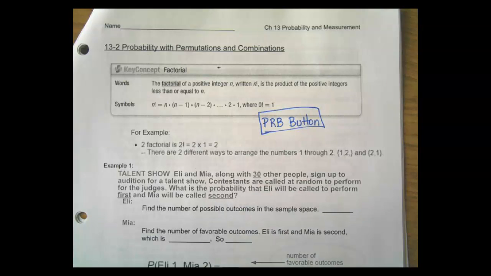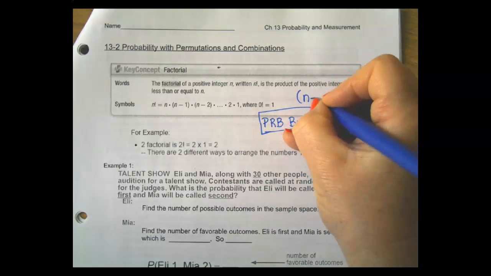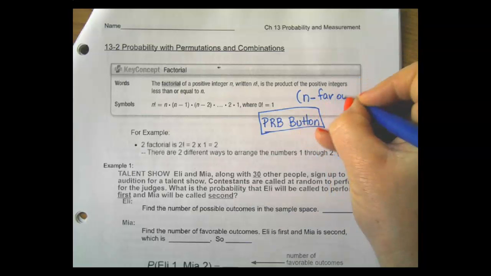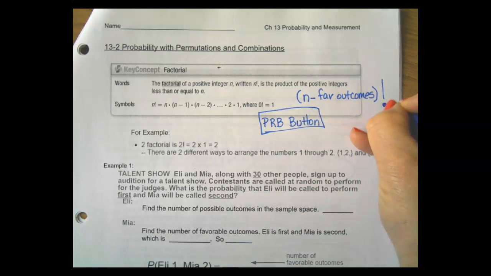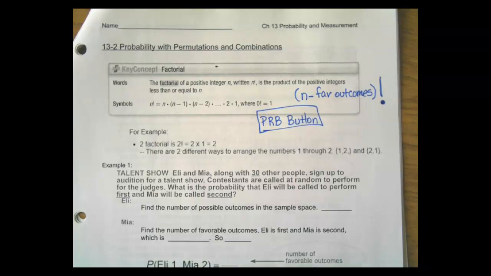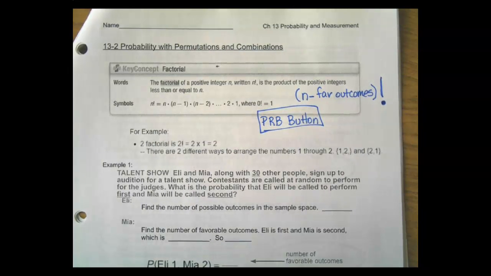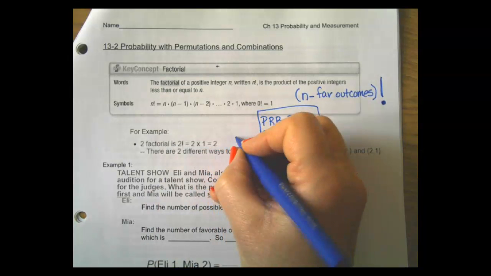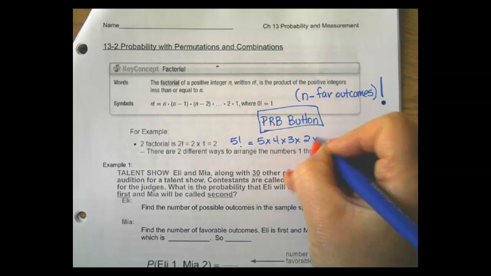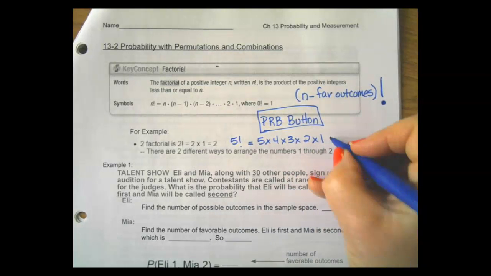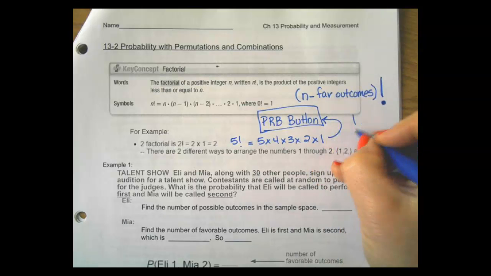All right. And then here is your N minus your favorable outcomes. That's what this means. And this means factorial, the exclamation point. I use them all the time. So for example, 5 factorial really means 5 times 4 times 3 times 2 times 1. That's what a factorial does, and that's what that button does with the asterisk.